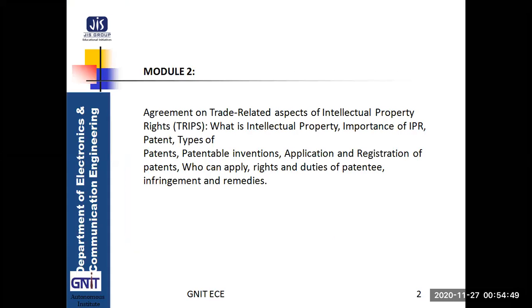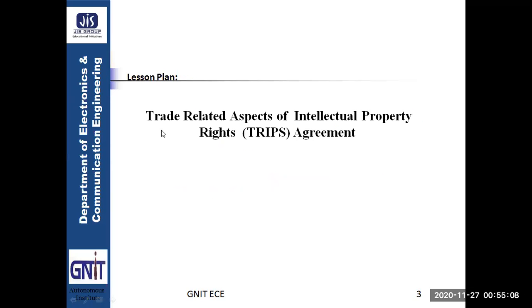Module 2 consists of the agreement on trade-related aspects of intellectual property rights. What is intellectual property? Importance of IPR, patent, types of patents, patentable inventions, application, registration of patents, who can apply, rights and duties of patentee, and infringement and remedies. This lesson particularly deals with the Trade-Related Aspects of Intellectual Property Rights Agreement, that is TRIPS. The small abbreviated form is TRIPS.